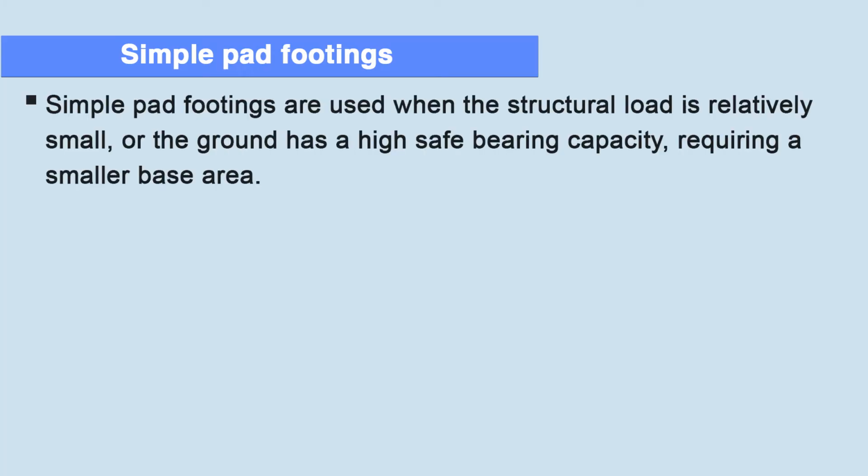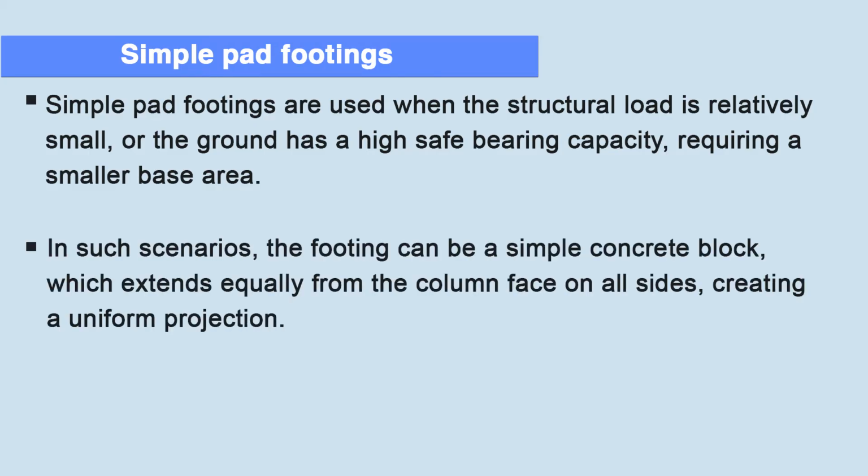Simple pad footings are used when the structural load is relatively small or the ground has a high safe bearing capacity requiring a smaller base area. In such scenarios, the footing can be a simple concrete block which extends equally from the column face on all the sides, creating a uniform projection.